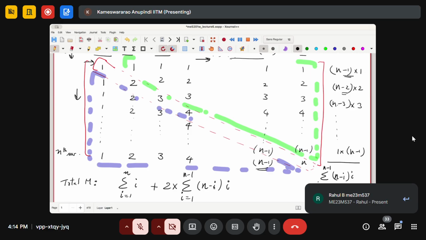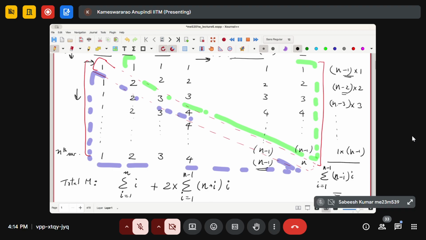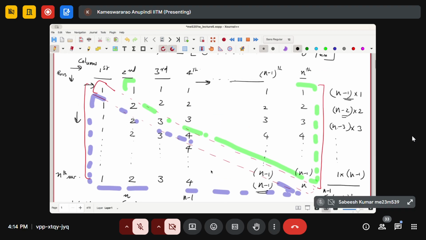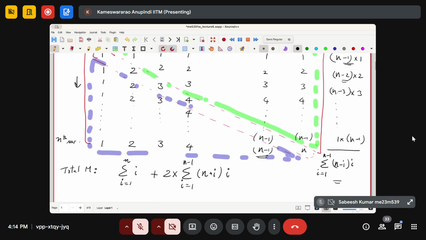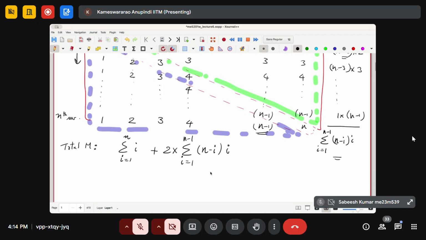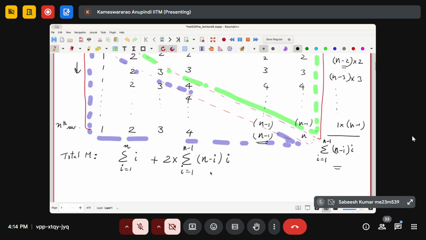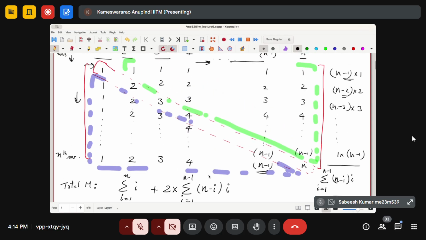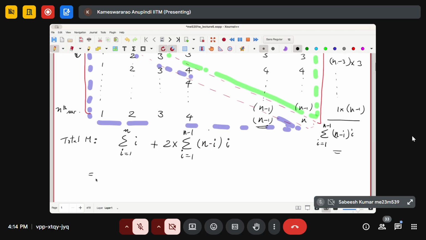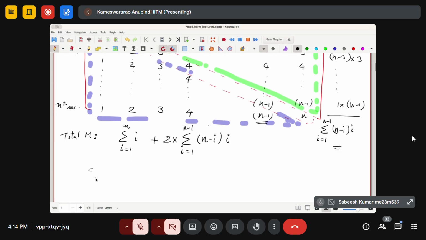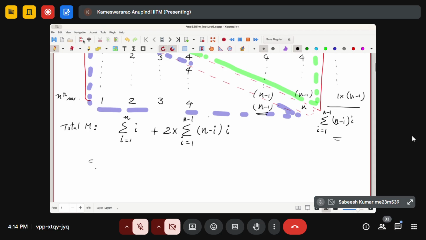Is it clear before I try to simplify this? Yeah, okay. Questions on this? Okay, so let's hope it's clear.